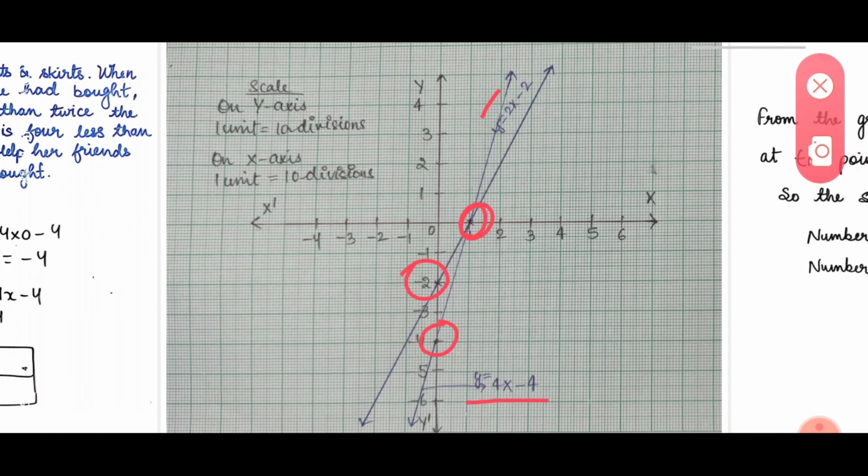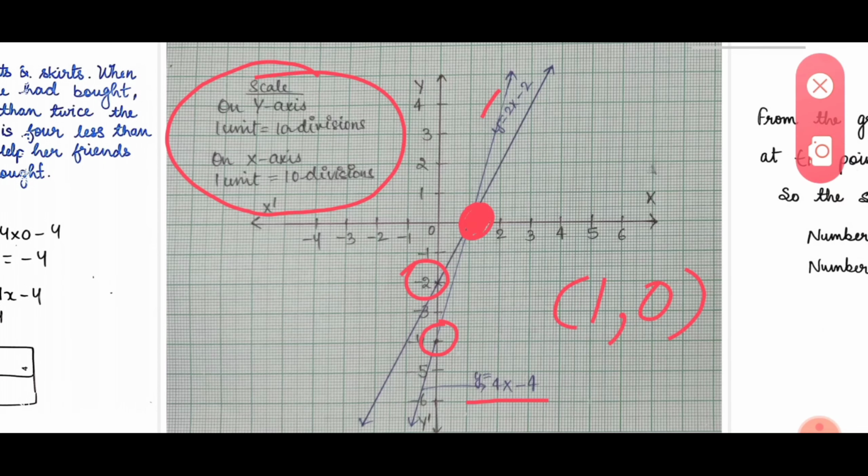So what is the intersection point here? It is 1, 0. You can see this, right? It is 1, 0. That means the solution of the equations is 1, 0. 1, 0 will be the solution for your graph. Okay, and do not forget to mention the scale on the graph. It is a universal graph, right? Universal scale.